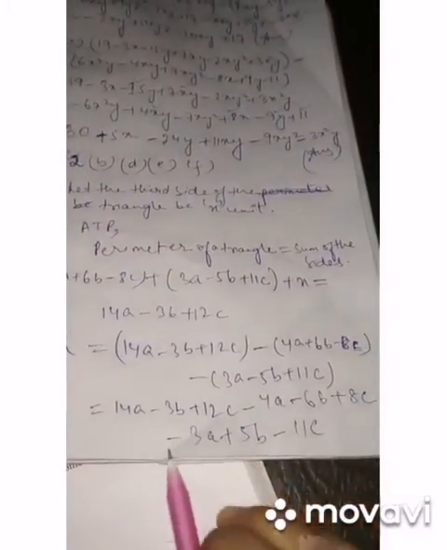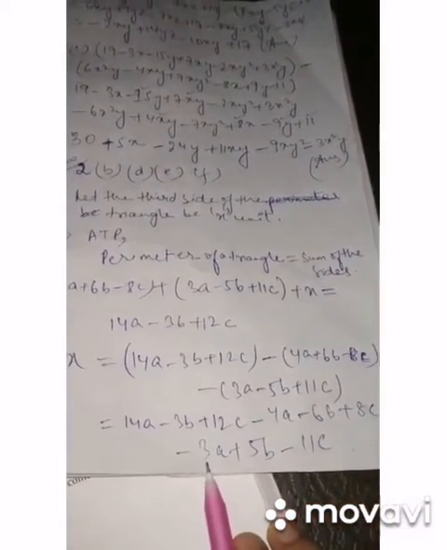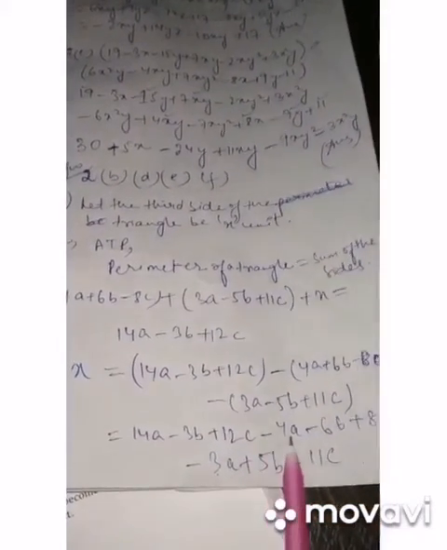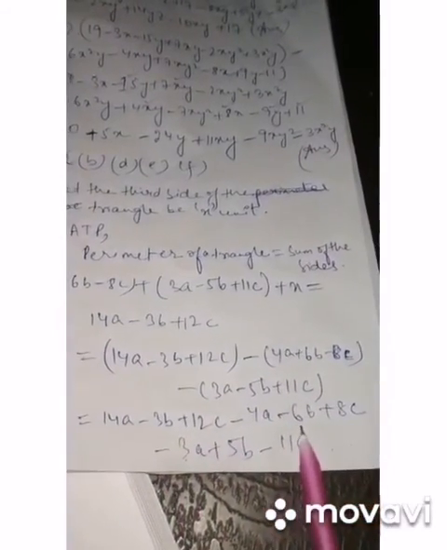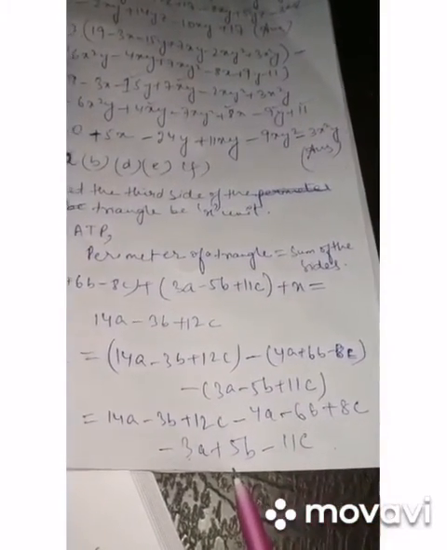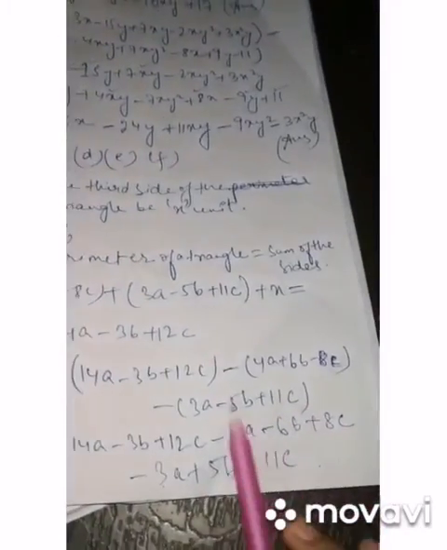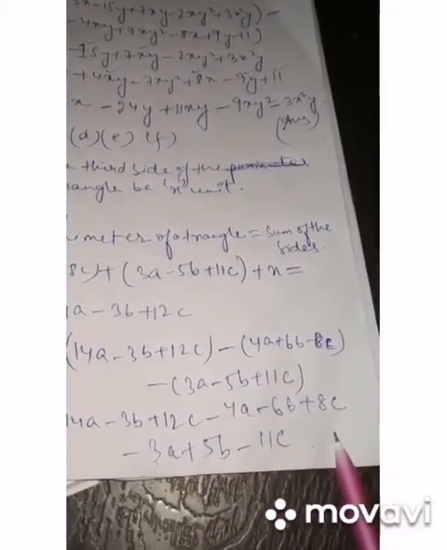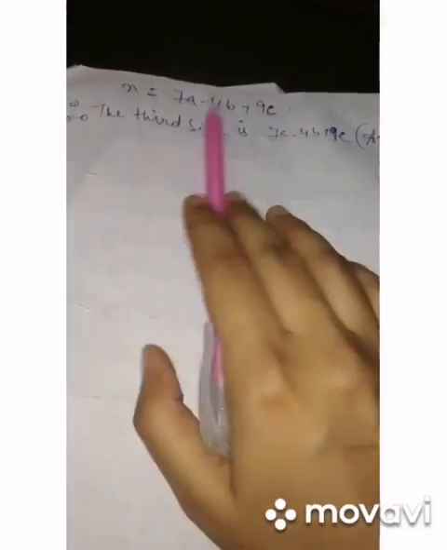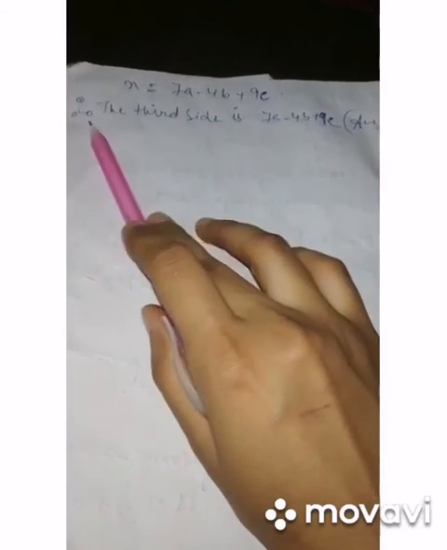So here 14a minus 4a is 10a, minus 3a is 7a, so x will have 7a. Then b minus 3b minus 6b is minus 9b, plus 5b equals minus 4b. So here it is minus 4b. And then 12c plus 8c is 20c, minus 11c is plus 9c. So here plus 9c. So we have found the answer of x. Therefore the third side is 7a minus 4b plus 9c. This is the answer.